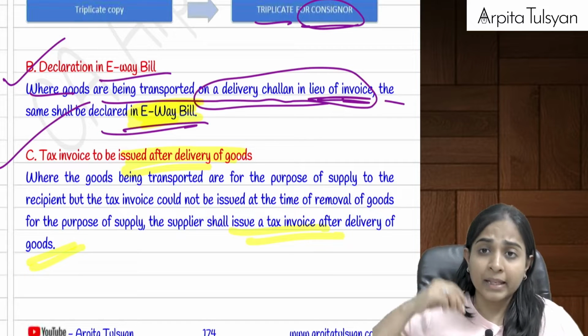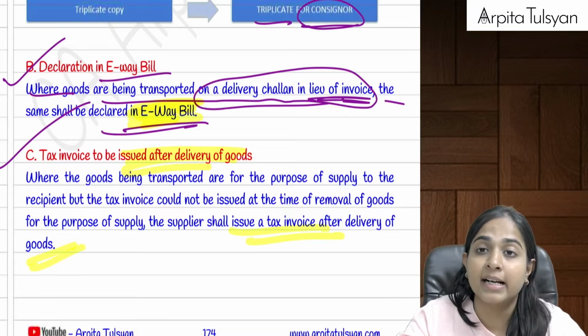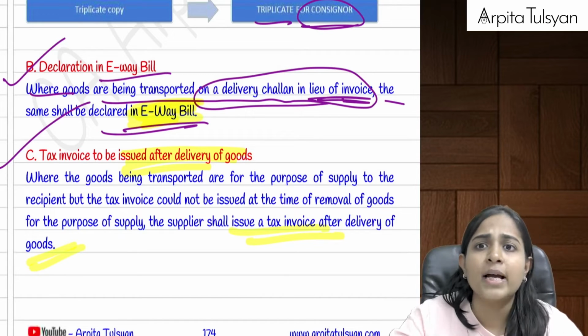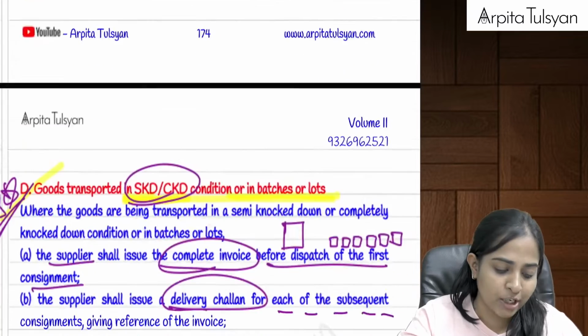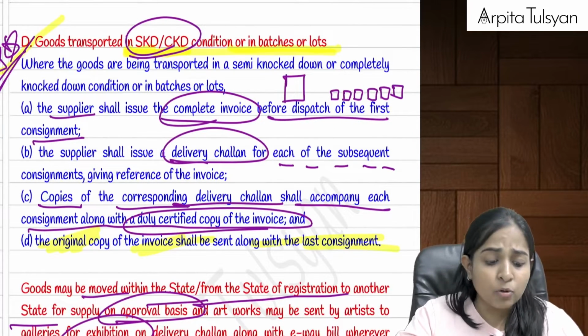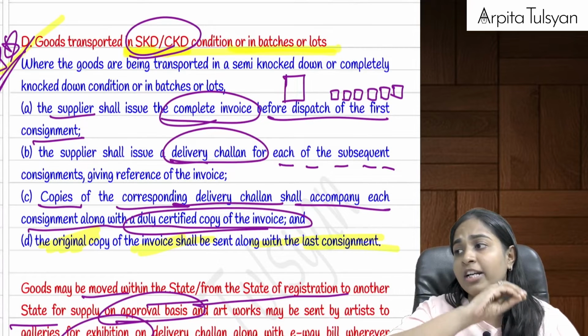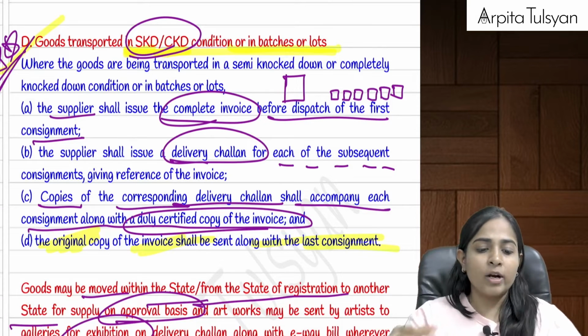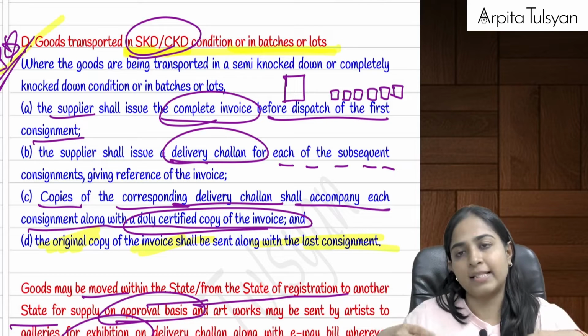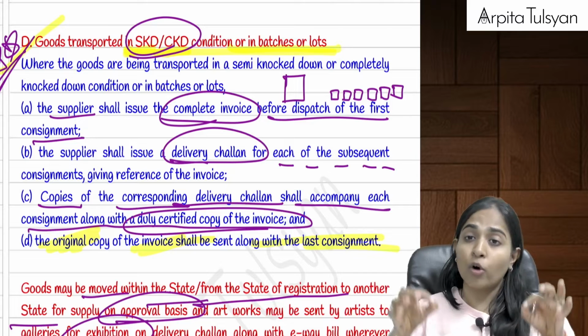Now let's say you have transported the goods from one place to another and now it is resulting into supply. As soon as it is resulting into supply, you will have to issue an invoice for the same. Similarly, when the goods are transported in semi-knockdown or completely knockdown condition, or in batches or in lots. Let's say I am sending you the goods in lots. Then in that case, I, the supplier, will prepare the invoice for the total quantity today itself.